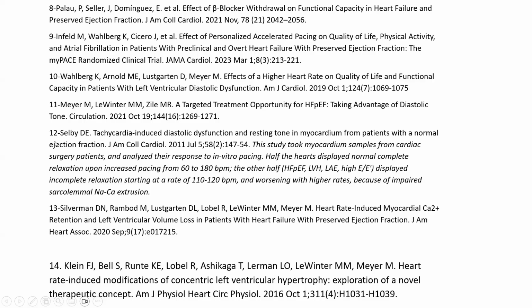I particularly like this paper here. This study took myocardial samples from cardiac surgery patients and analyzed their response to in vitro pacing. Half the hearts displayed normal complete relaxation upon increased pacing from 60 to 180 beats per minute. The other half, which had heart failure with HFpEF clinically or LVH or high E/e' on baseline echo, displayed incomplete relaxation starting at a rate of 110, 120 beats per minute and worsening with higher heart rates.